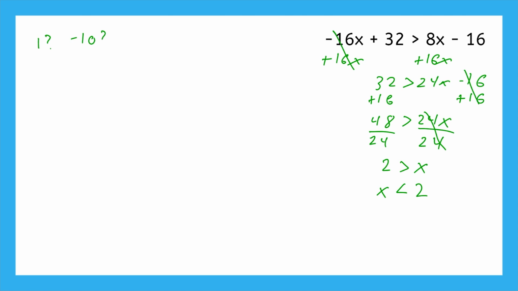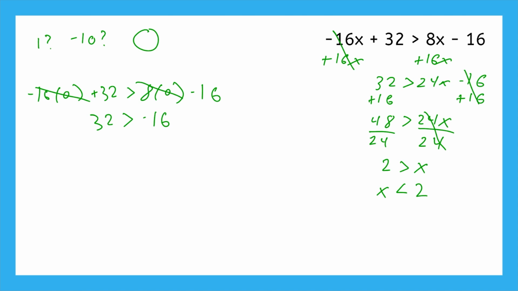But you know what I think? Whenever possible, use 0. It makes every operation so much easier when you're checking your work. Anything times 0 is automatically 0, so the x terms cancel out, and we just get that 32 is greater than -16. And that's true. So using 0 or any number less than 2 seems to work here.